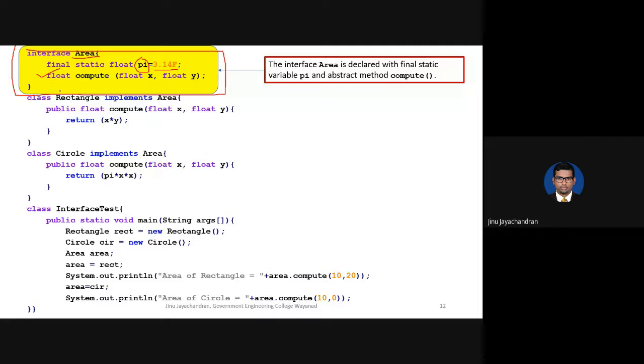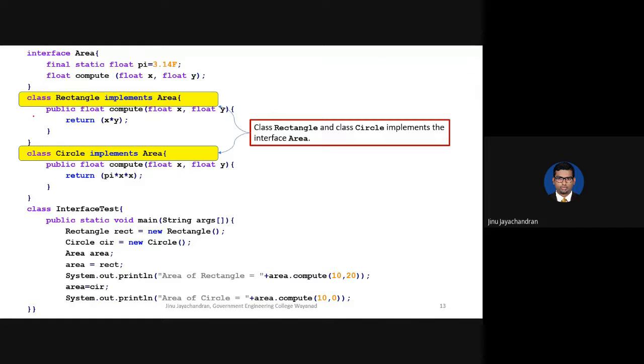And there is a method called compute, which accepts two arguments, x and y, floating values, and returns a floating type. You have two classes. One is called rectangle, and the other is called circle. The rectangle has an area, circle also has an area. So you can implement the compute functionality in rectangle and circle. Means you are actually going to implement the computation of area in both rectangle and circle.